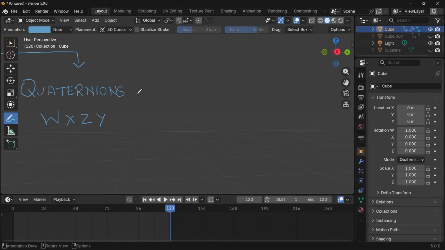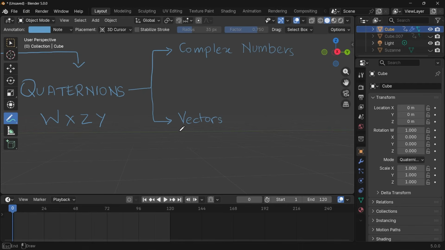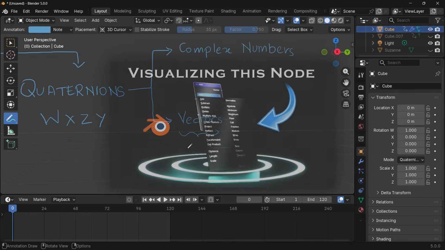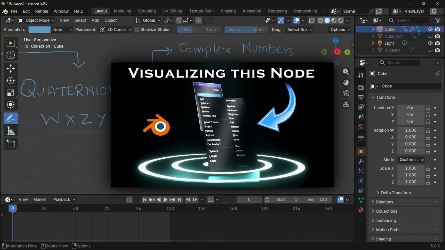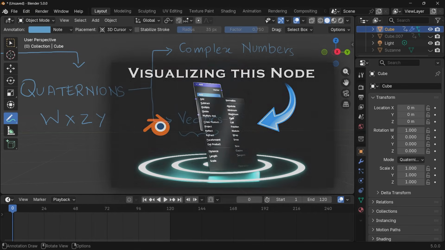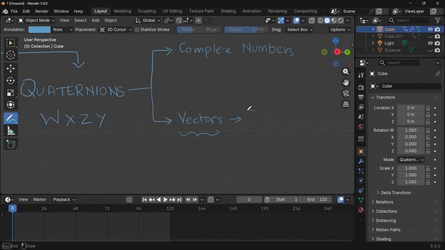Essentially, to understand quaternions, we need to understand two things: complex numbers and vectors. I'm sure everybody knows about vectors because we already did a Demystifying the Vector Math Node video. Definitely check this video out if you haven't already. But essentially, vectors are in 3 dimensions and are depicted using 3 values, x, y, and z. A quaternion is essentially like a 4-dimensional vector. So it's the exact same thing as a vector, except it's in 4 dimensions.